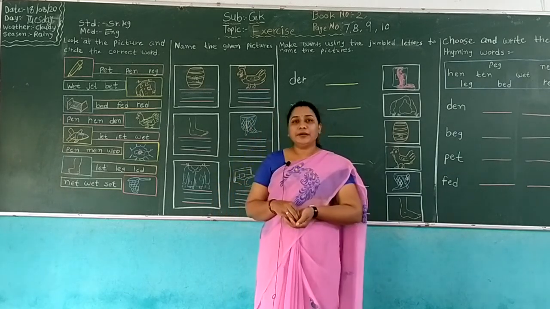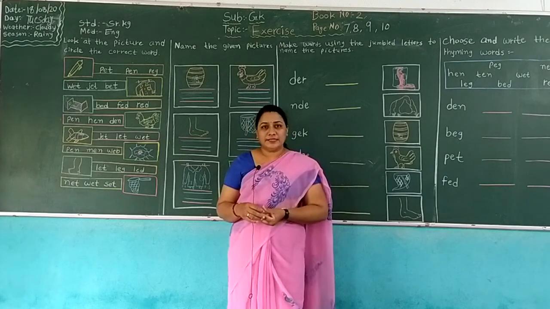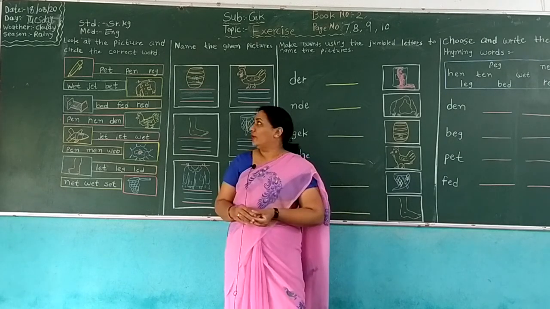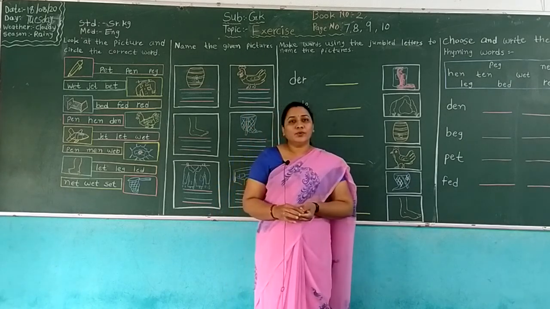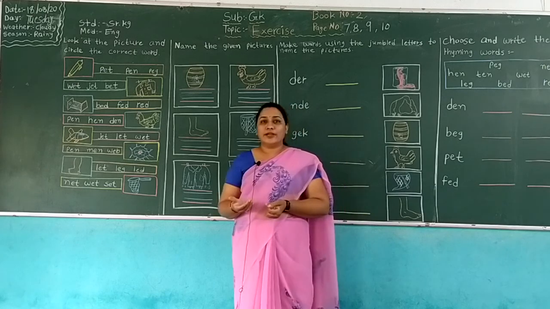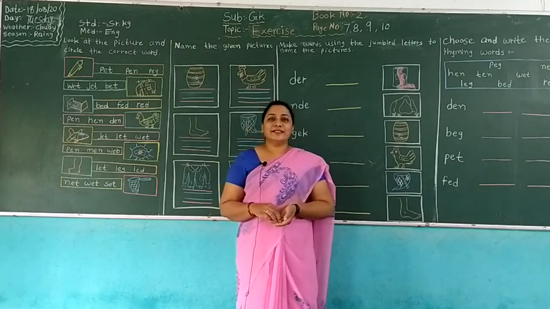Before the activity, let me tell you the date, day, weather and season. Which date today? Today is 18 August 2020. And which day today? Today is Tuesday. How is the weather outside? The weather is cloudy. Which season is going on? Rainy season.